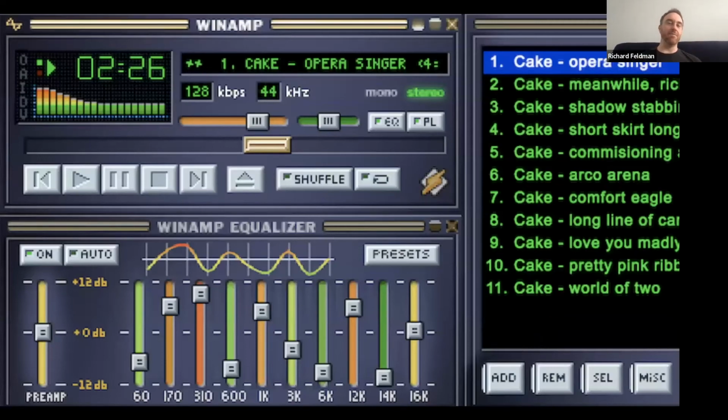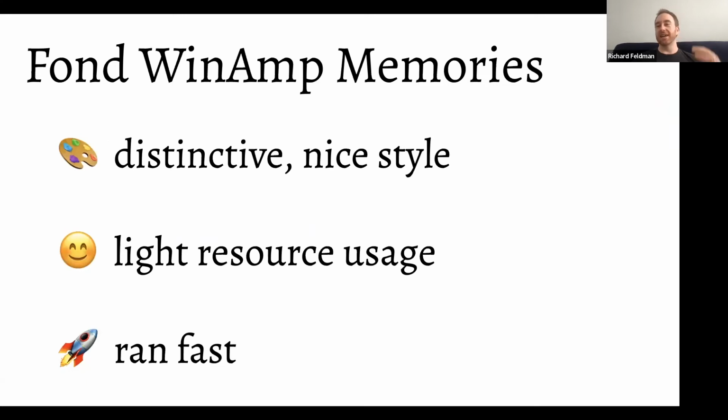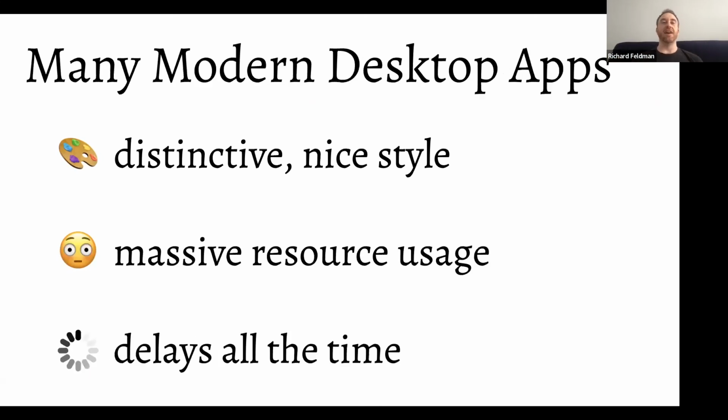Started off talking about Winamp and the 1998 desktop application experience. I have all these fond memories of how it had this distinctive style, which granted is kind of the norm now, light resource usage, and it ran really fast. Modern desktop apps, yes, they kept the distinctive, nice style, the non-native look and feel, but in a lot of cases they have massive resource usage, way more than seems reasonable for what the app is doing, and delays, like loading spinners, and just general lagginess all the time.